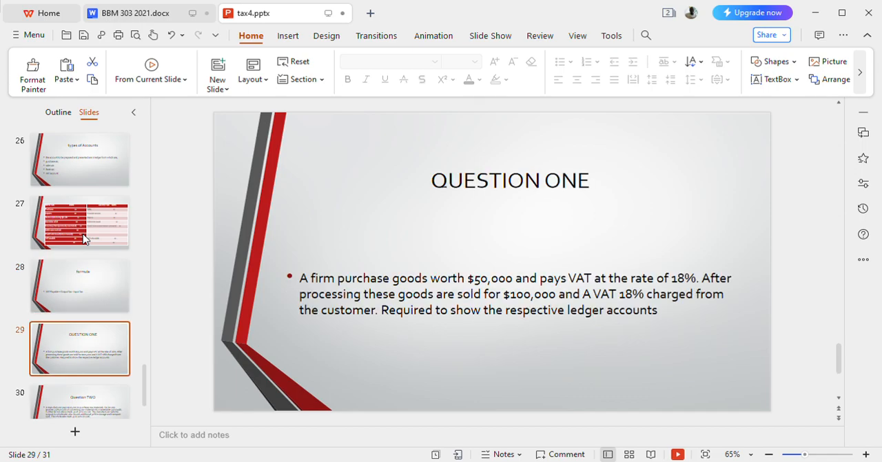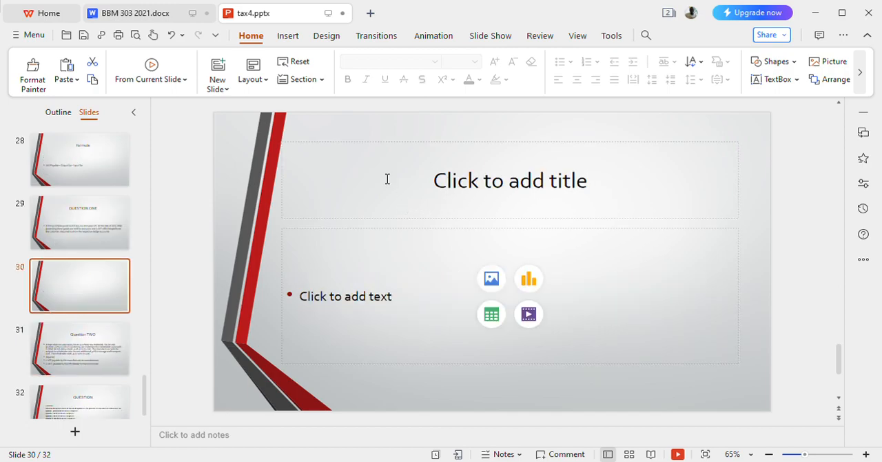Now we have a question. A firm purchases goods worth $50,000 and pays a VAT at the rate of 18%. After processing, these goods are sold for $100,000. A VAT of 18% is charged from the customer. Required to show the respective ledger accounts. So we need to do the presentation of the necessary ledgers to be presented when you are dealing with such questions. So let's see the necessary ledgers to be presented under this.